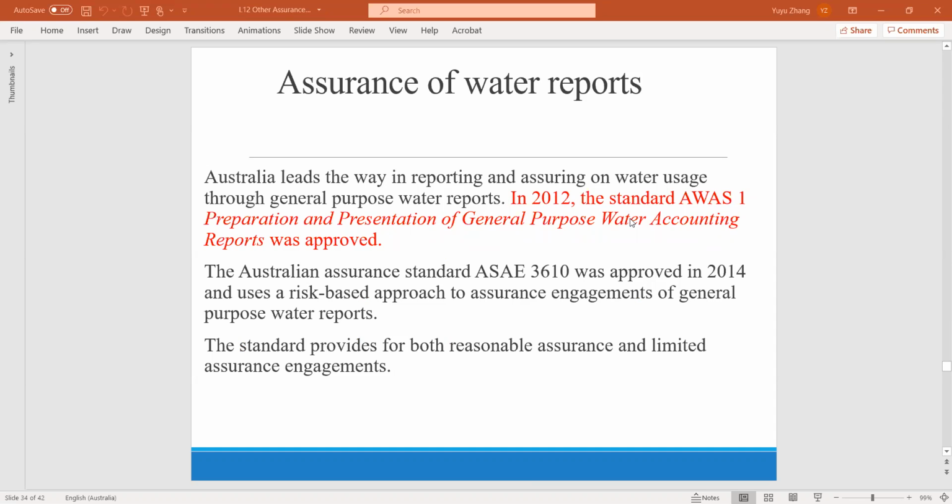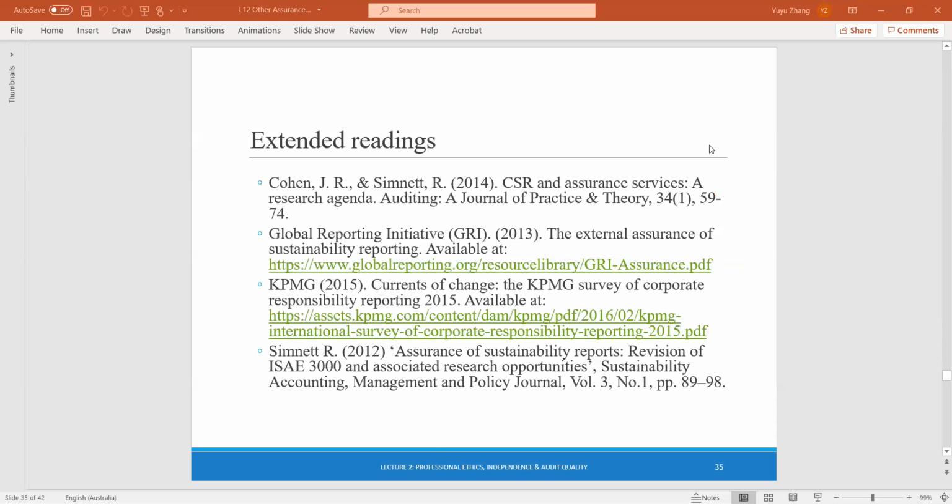So from those assurance standards, we could also see that environmental or CSR assurance is a very important part of consulting or assurance services for accounting firms, and which is also very popular in the Australian community. Okay, so if you're interested in this part of knowledge, you could also do the extended readings.